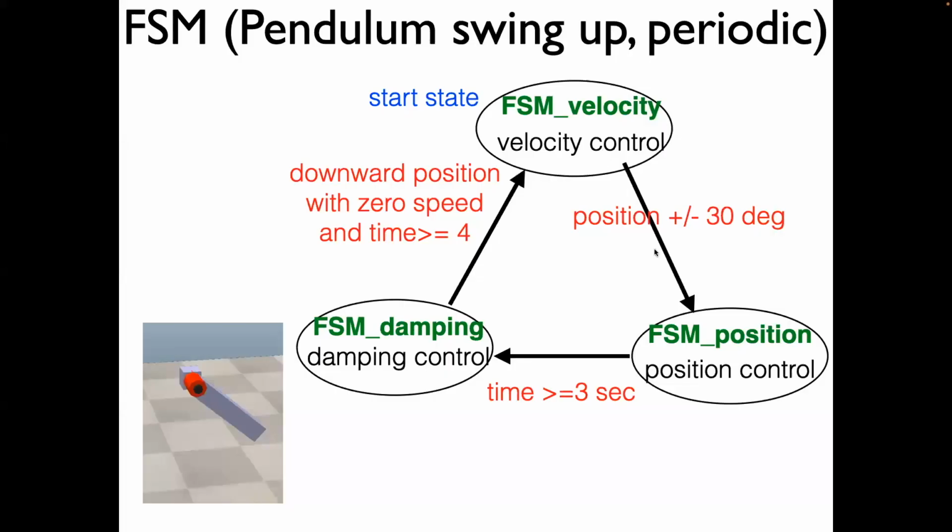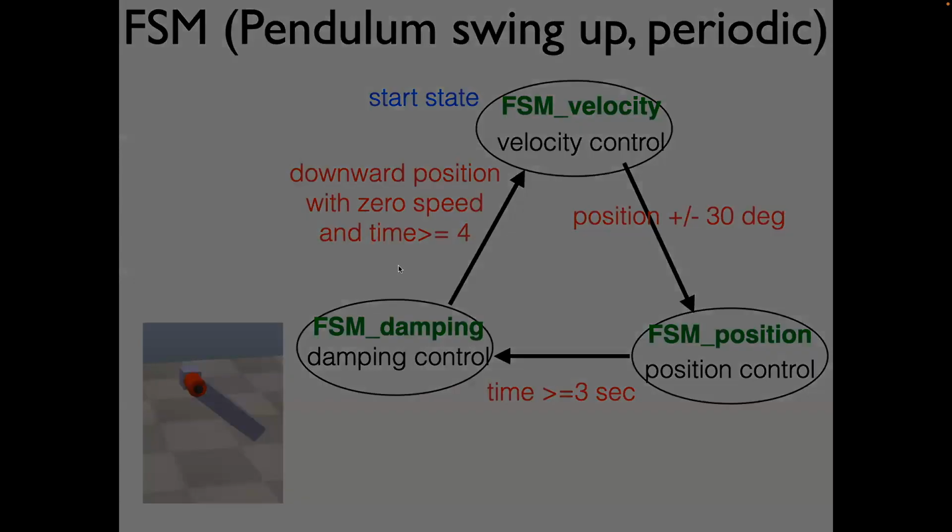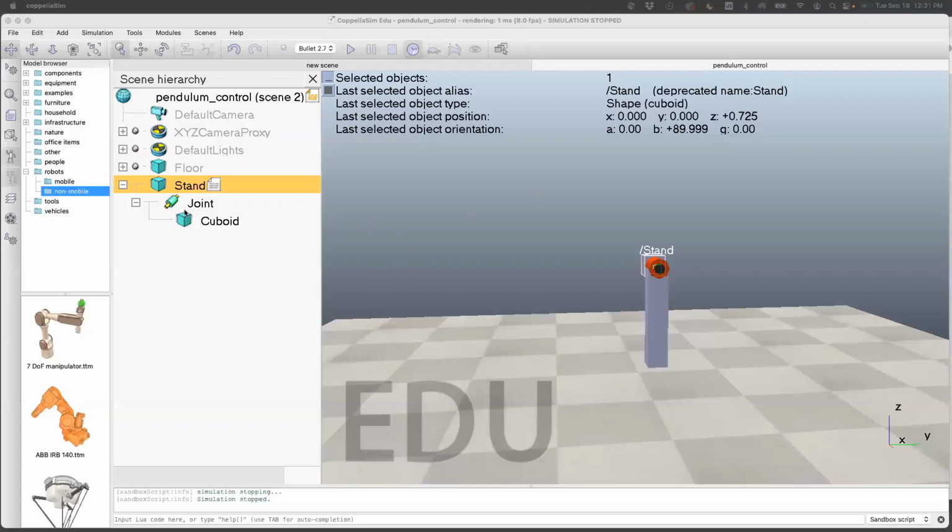Okay, so going back, we've programmed FSM velocity, FSM position, FSM damping, and now the last transition, we want it to transition to FSM velocity. Now, when we want to do this is when the pendulum is in the downward position and the speed is close to 0. So let's see how this is programmed.